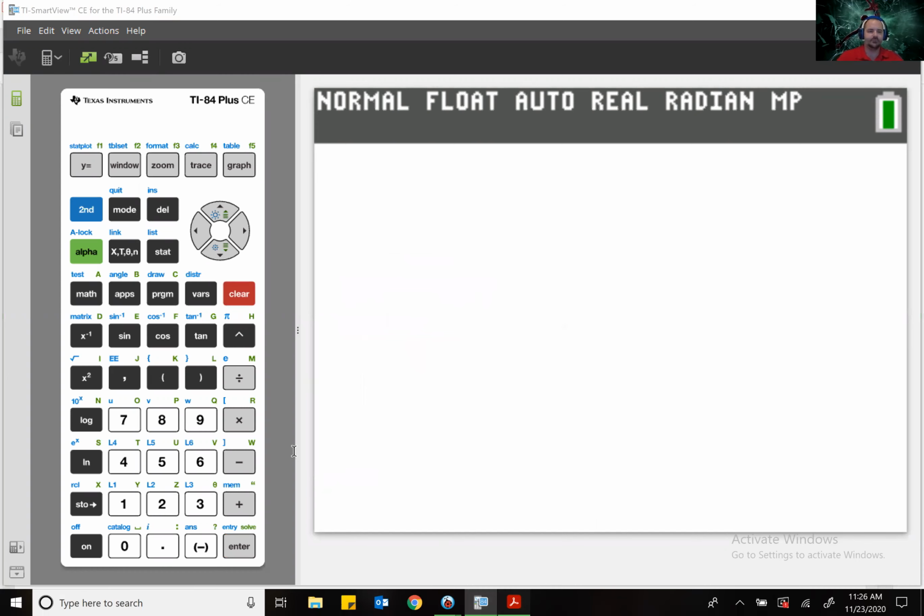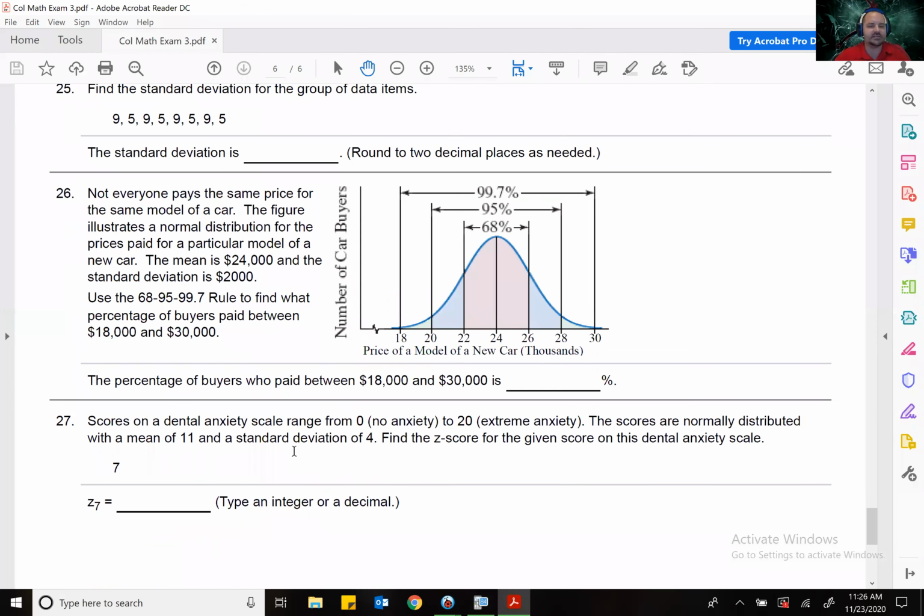All right. So it says not everyone pays the same price for the same model of a car. The figure illustrates a normal distribution for the prices paid for a particular model of a new car. Okay. So down here, these are in thousands. This is 24,000, 22,000, 20,000, so on and so forth. The mean is 24,000. That's why it's in the middle. And the standard deviation is 2,000.